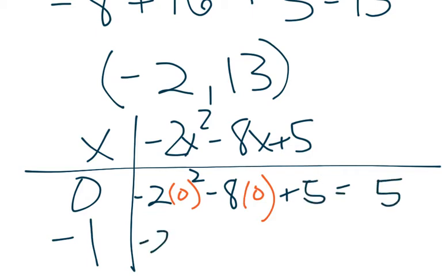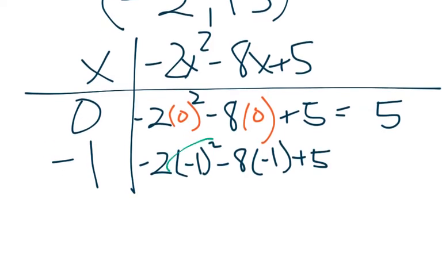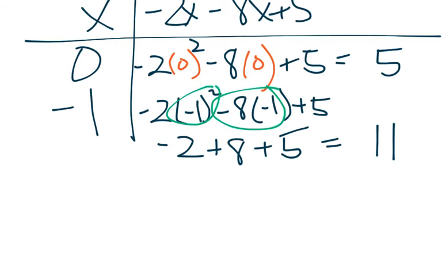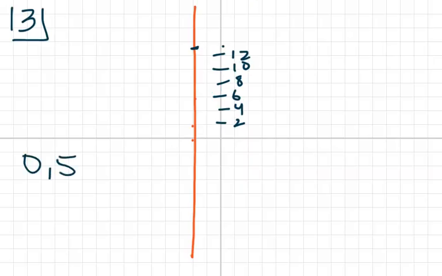Now let's plug in negative 1, so we have negative 2 times negative 1 squared minus 8 times negative 1 plus 5. So negative 1 squared is positive 1, and positive 1 times negative 2 is negative 2. Negative 8 times negative 1 is positive 8, plus 5, and that is going to equal 11. So our two other points are going to be (0, 5) and (negative 1, 11). Okay, so we can plot that out. So our first one is (0, 5), and that's going to be right here. And then we have (negative 1, 11), which is right about here.